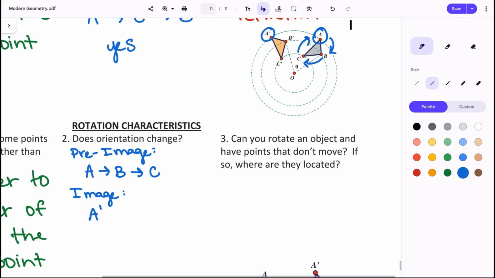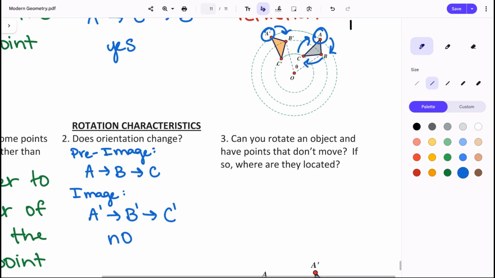So if you start at A prime, because I started at A, so I have to start at A prime, and I go clockwise, you should have gone to B prime next, and then you should have hit C prime. Did the order of those letters change? No, not this time. So for rotations, the orientation will not change. The order of the points should still be in the same order for both situations.